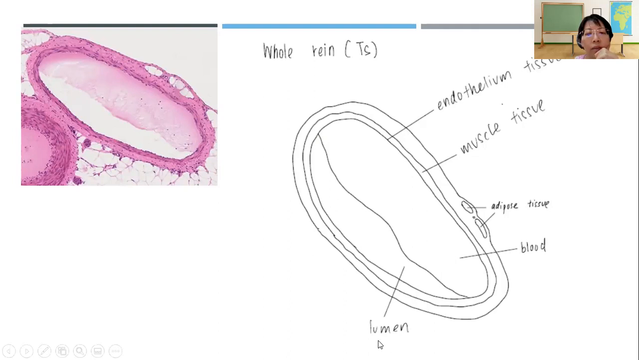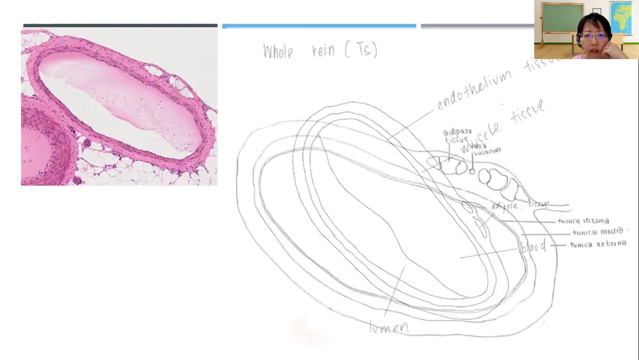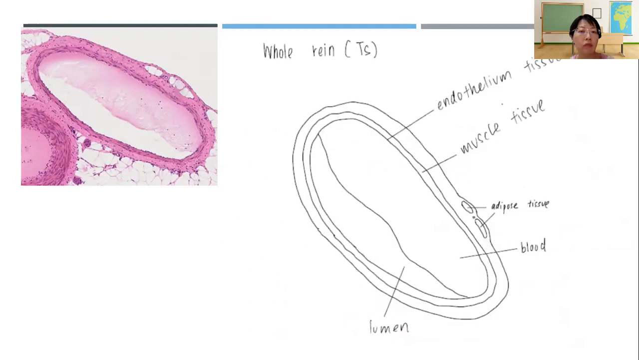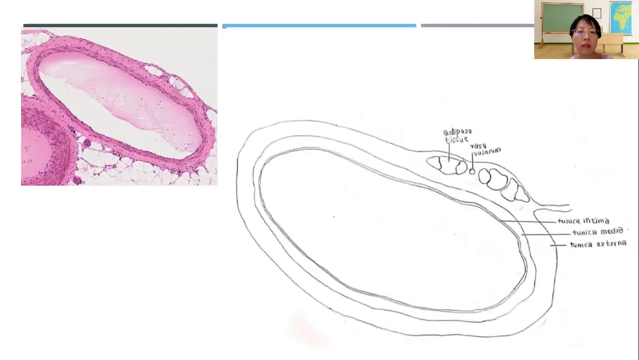You can see the student even labeled the lumen. A lot of students forget to label the lumen. Lumen is also one of the structures of the artery, so you need to label the lumen. So I would say that among all the samples here, this is the one that will score full marks. Okay. This one, I would say this drawing is more accurate than the previous drawing. Can you see that? This is the best drawing.